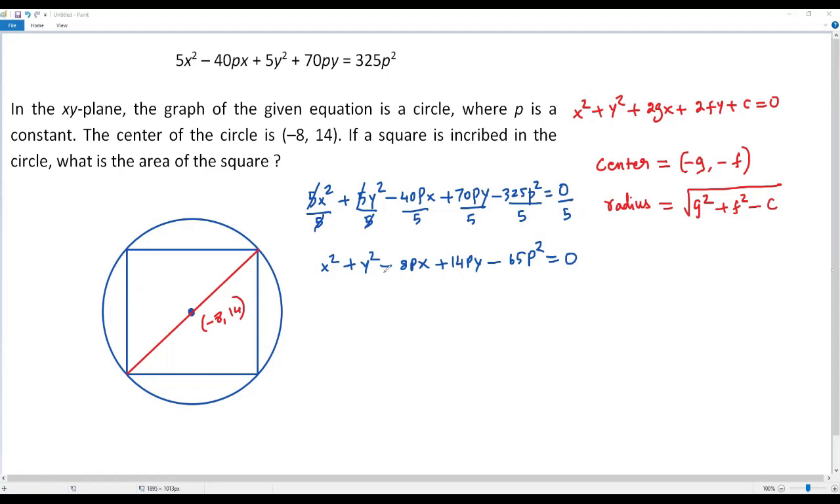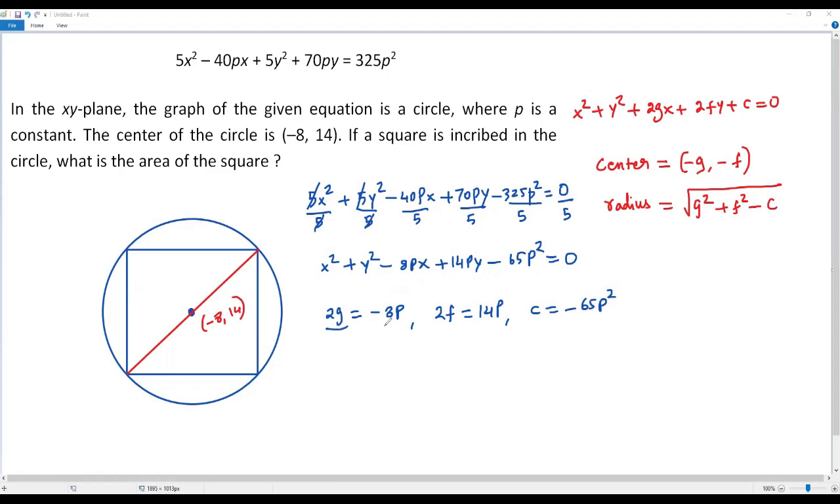Now let's consider the coefficient of x here. That is negative 8p. Here the coefficient of x is 2g. In the place of 2g, we have negative 8p, so 2g equals negative 8p. And in the place of 2f, the coefficient of y, we have 14p, so 2f equals 14p. And in the place of c, we have negative 65p square, so c equals negative 65p square.